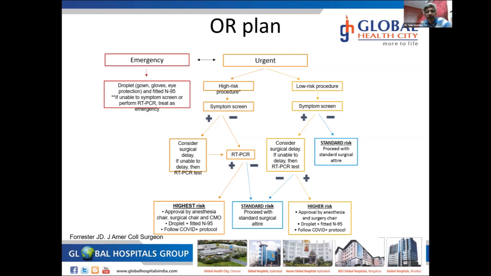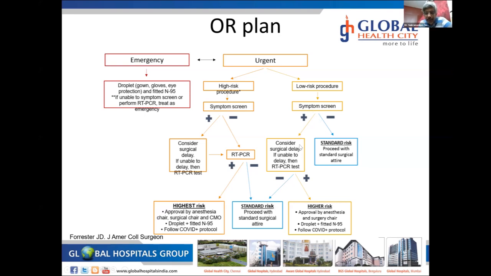And waiting for a patient to get an RT-PCR is also an unnecessary burn on the resources that you have in terms of using the RT-PCR kits, and also that you have patients staying for a longer time in a high-risk environment, which is not good. So if it's an emergency surgery where you think there is a concern for COVID, you have to take all kinds of precautions. But if it's urgent and you have time to triage it, if you have a low-risk procedure and they have no symptoms, you proceed with standard surgical attire. I'll come to some of these points in a little more detail.